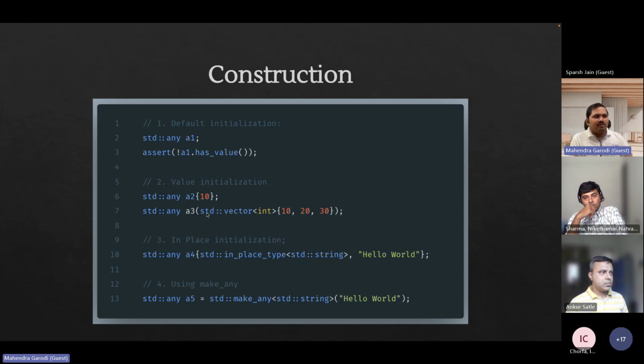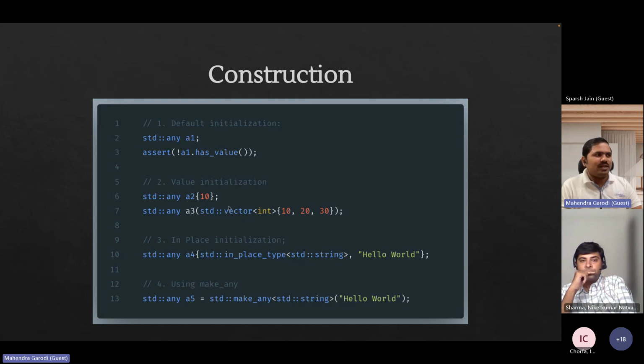Now here what we are doing is creating an object and then passing it, and that might get copied into our dynamically allocated memory. If you just want to construct it directly there, you can use the in place initialization. You say I want to construct std string and pass the string here, or you can make use of std make any. It's something like std make shared, and it will construct this object directly inside the allocated memory.